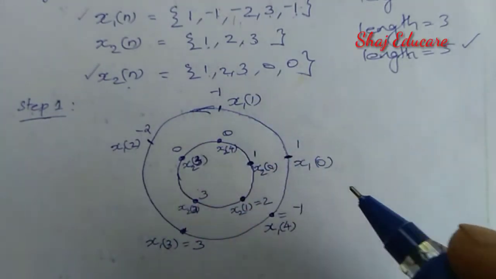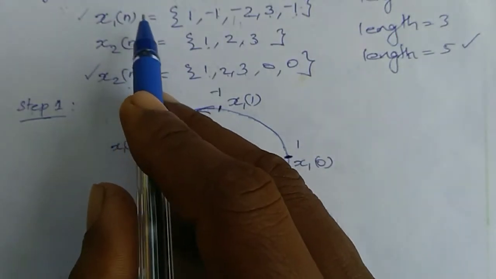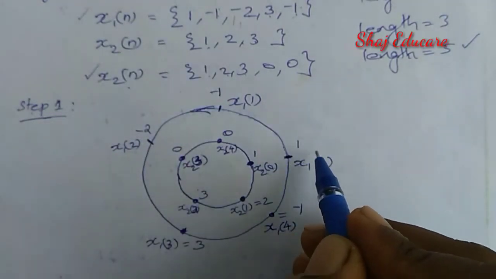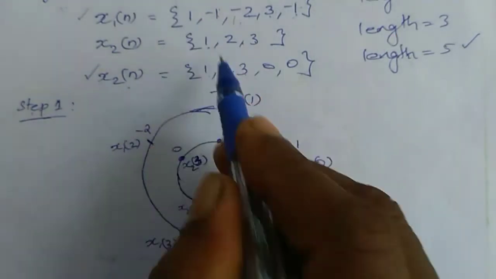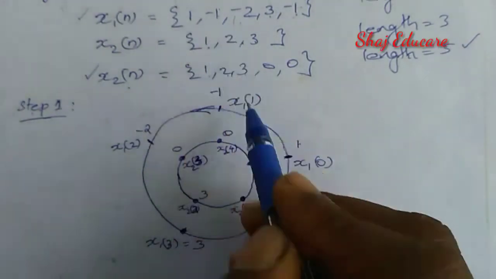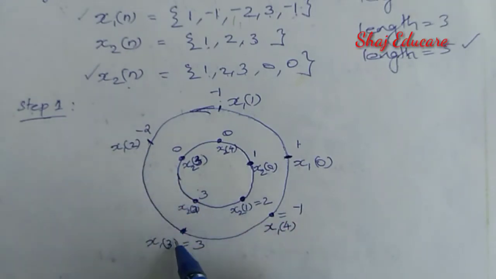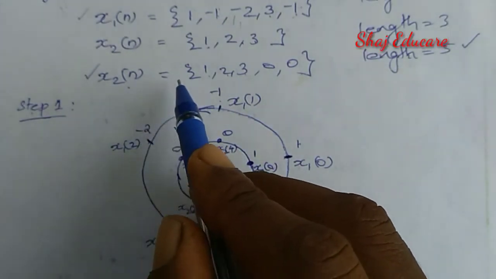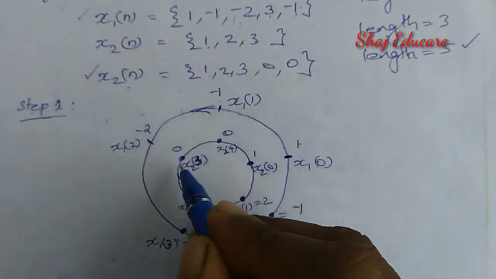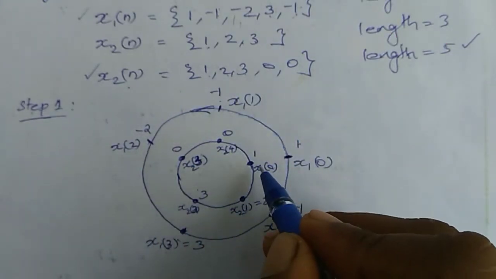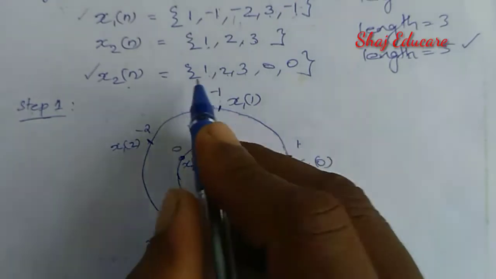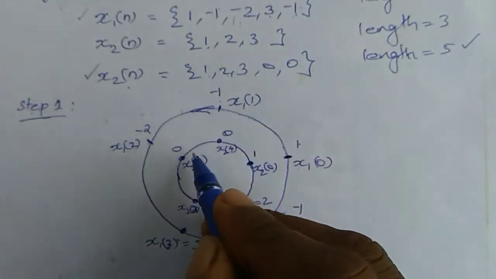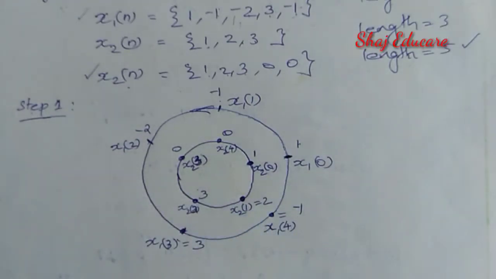Okay, what we have done is I marked the first signal x1 of n in counterclockwise direction: 1, this one should be here, next minus 1, minus 2, 3, and minus 1. And next, the values of x2 of n are marked in clockwise direction in the inner circle, that is 1, 2, 3, and 2 zeros. Okay, right.